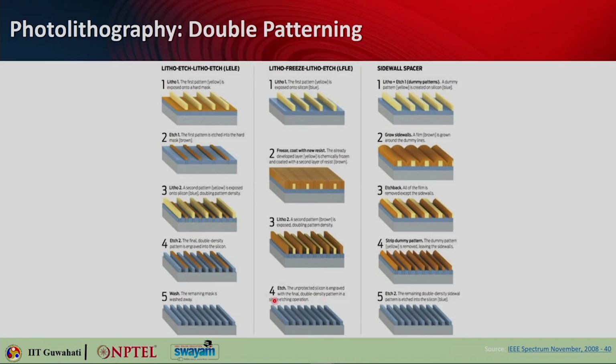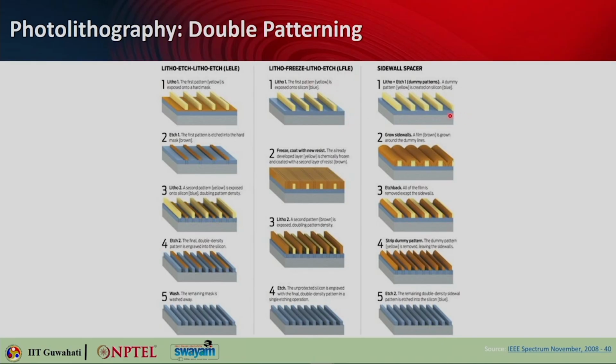And in the final step, you etch again. You remove the unprotected silicon with this final double density pattern in a single etching operation. So, you just do one etching and you get this double density pattern. This method is called the litho freeze litho etch method.